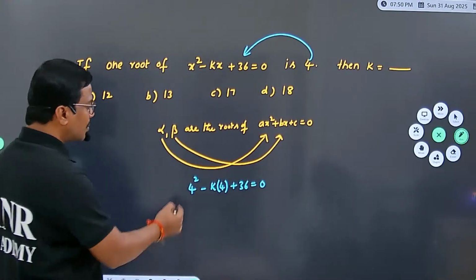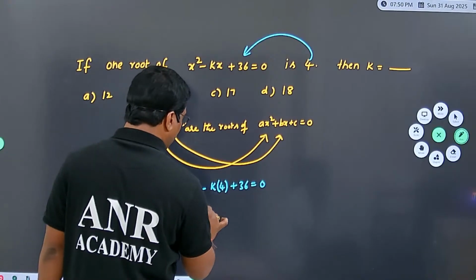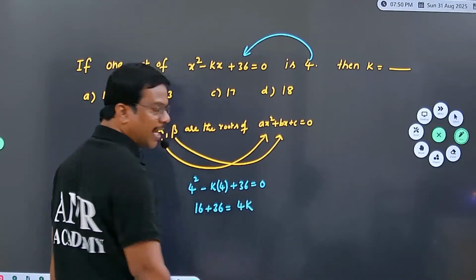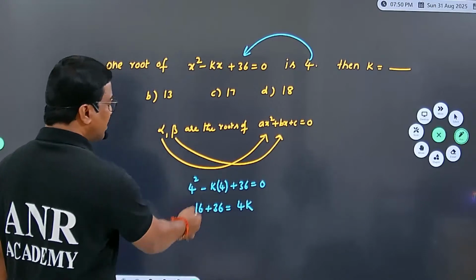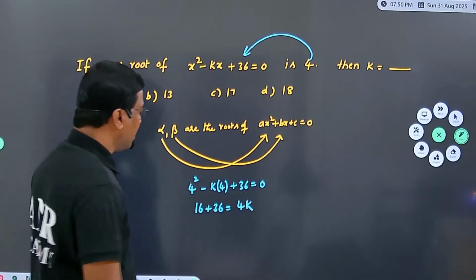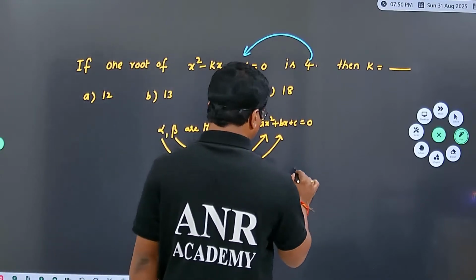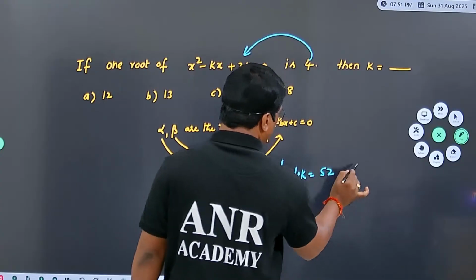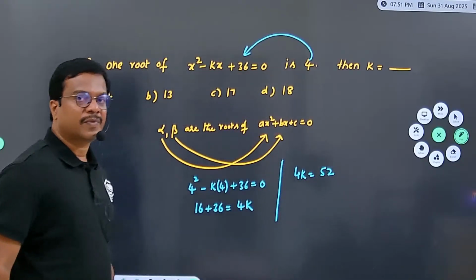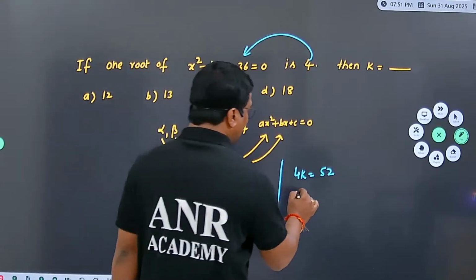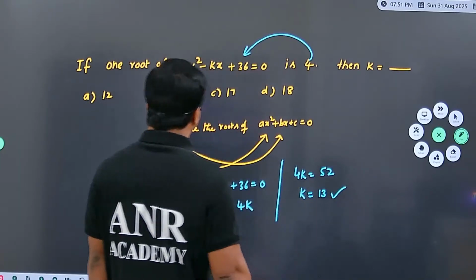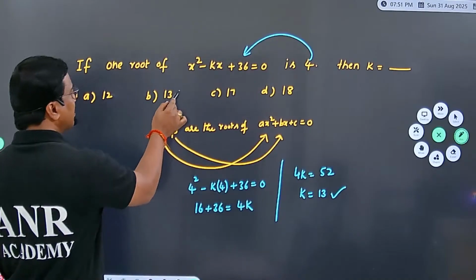4 square value 16. 16 plus 36 equal to 4 times k here. 16 plus 36, that is 52. The value of 4k here is 52. And now the value of k is written as 13. So option B is the right answer.